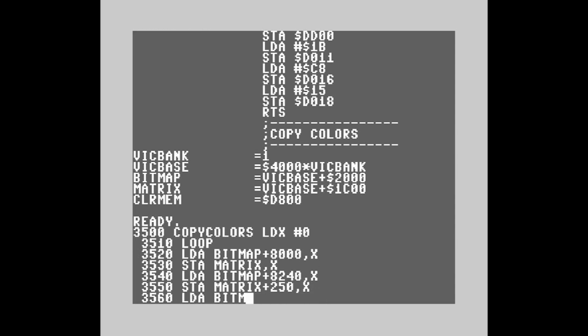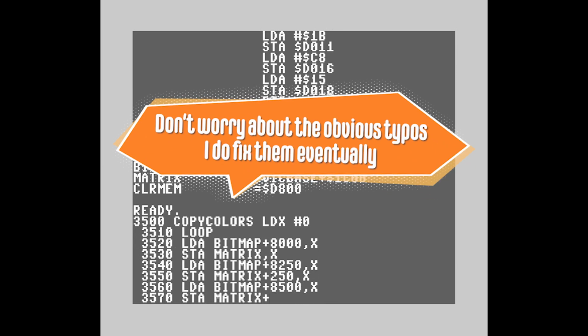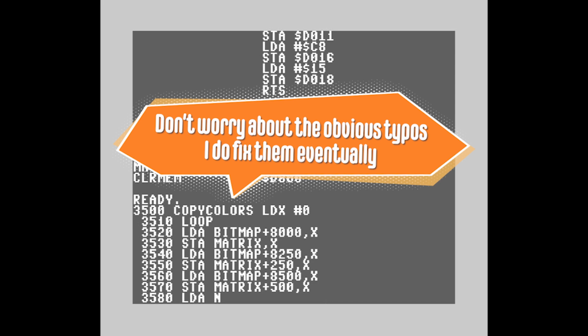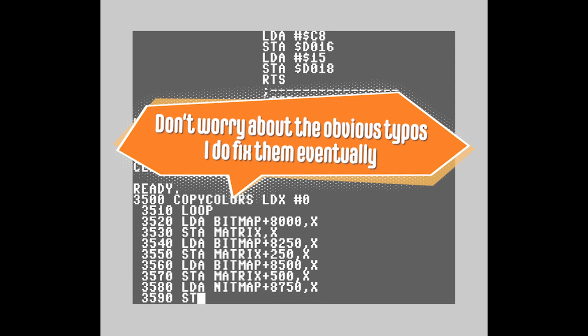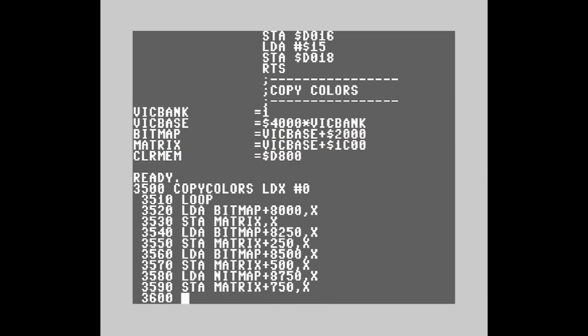And then as you can imagine, we're going to do, oops, this is supposed to be 250. We're going to load bitmap plus 8500, store it in matrix plus 500, load bitmap plus 8750, and then store that in matrix plus 750. So that's going to move the 1,000 bytes of memory from the matrix memory that was loaded when we loaded the file in to where it belongs at address $5C00.